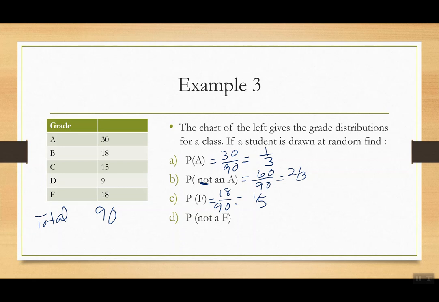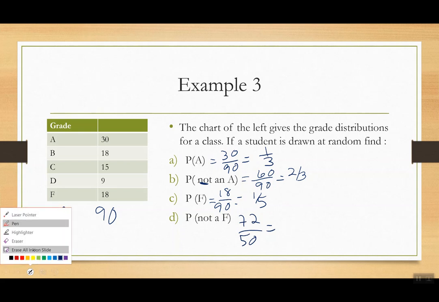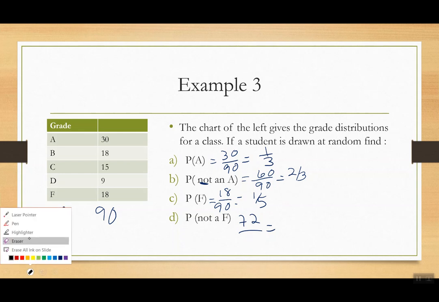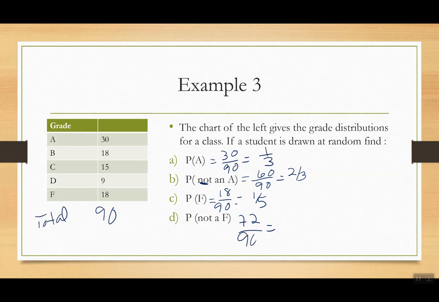So not an F, well, if 18 people got an F, the rest of the people did not. So you could do 90 minus 18, which is 72 over 50. And then again, I just said 50, but it's really 90, isn't it? As soon as I said it, I heard myself because I can't have that. That would be too high. So 72 over 90, which becomes 0.8, but then when you hit your button to make it go back to a fraction, you get 4 over 5.